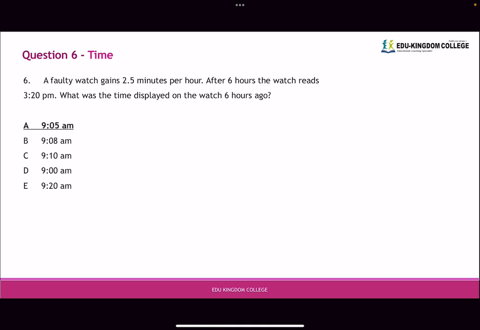Now, a faulty watch gains 2.5 minutes per hour. After 6 hours, the watch reads 3:20 p.m. So after 6 hours, how much would it have gained? So 6 times 2 is 12, 6 times 0.5 is 3. So overall, it gained 15 minutes. Okay, now 6 hours ago, if this time here wasn't wrong, it would have been 9:20. But because 15 minutes also passed, it would have been 9:05 6 hours ago.